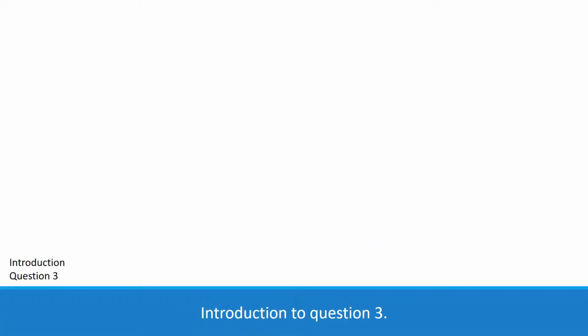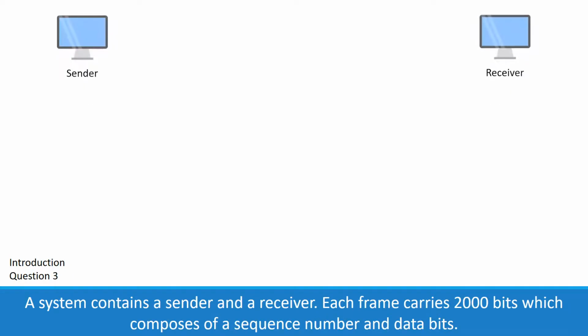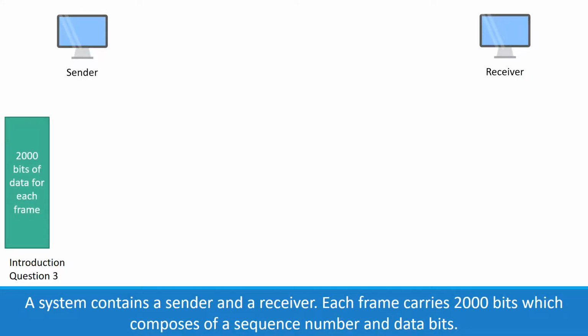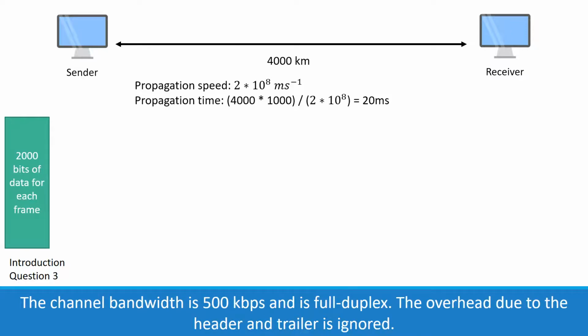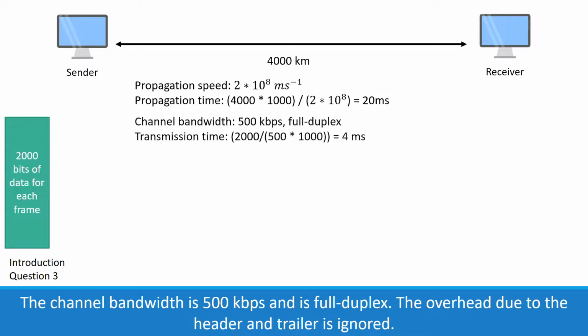Introduction to Question 3. A system contains a sender and a receiver. Each frame carries 2000 bits, which is composed of a sequence number and data bits. The distance between the sender and receiver is 4000 kilometers and the propagation speed is as shown. The channel bandwidth is 500 kilobits per second and is full duplex. The overhead due to the header and trailer is ignored.